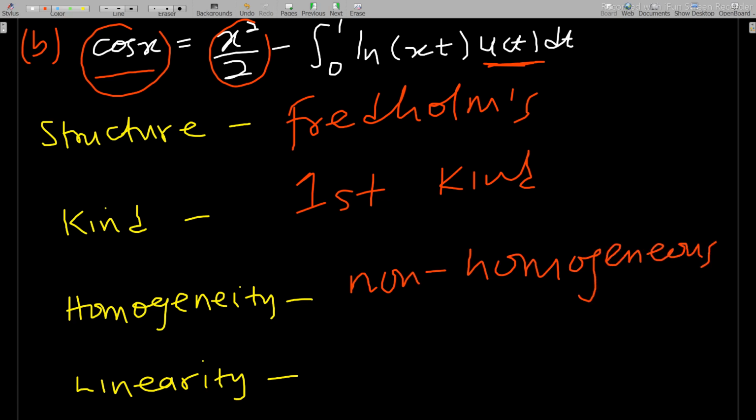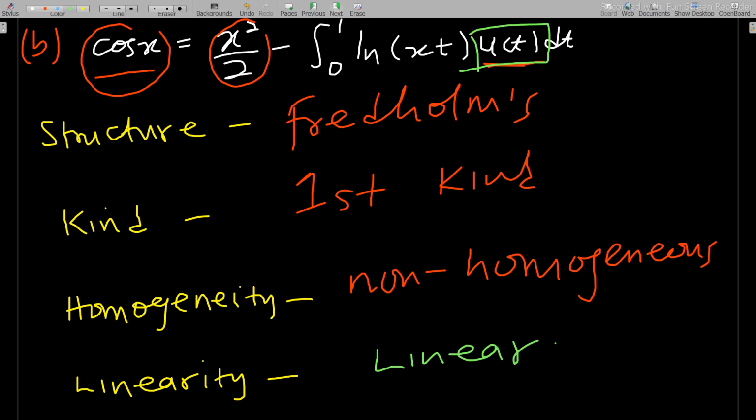And when it comes to the linearity property, is there any degree of u of t? The unknown function is only u of t, so you just check u of t. Does it have a degree more than 1? No, because the degree is 1. Does it exist in its transcendental state? No, because there's no ln of u of t, or sine of u of t, or cos of u of t, or tangent of u. So this is linear.